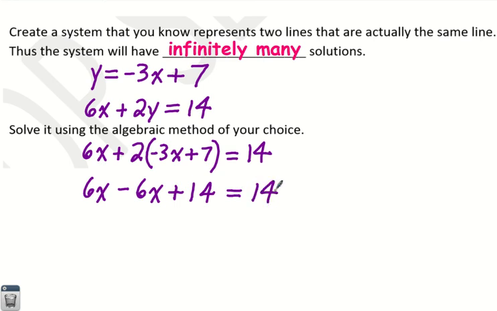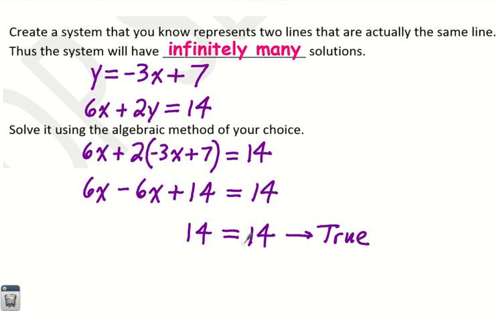And so look what happens here. Once again, the variable, in this case the x variable again, completely cancels out, and it's gone, because this is like 0x, or 0. So it's gone. And what you're left with is 14 equals 14, which is either true or it's false. But in this case, it's completely true.